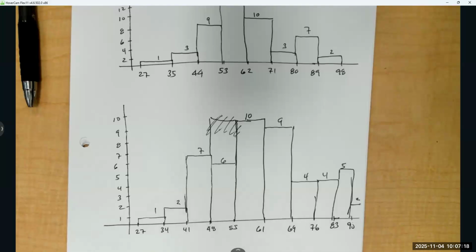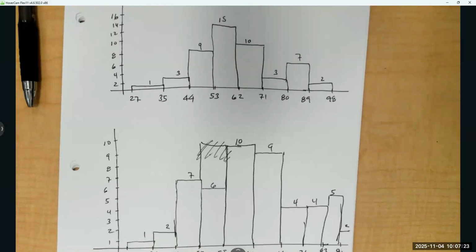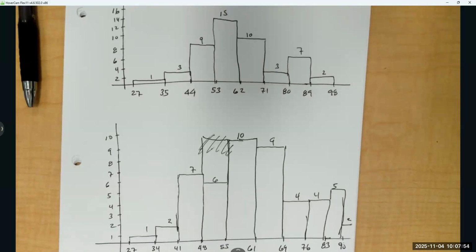So there are the two graphs. How distinctly different are they? How would you interpret these if you saw them? Remember, the reason you draw a graph is because you want to convey some information. So what would you get from that information? Which one would you rather see if you were a manager or a boss or an owner? Why?